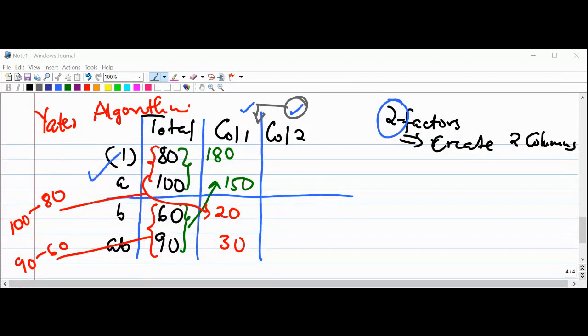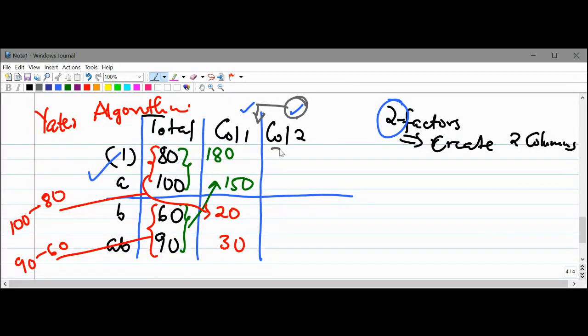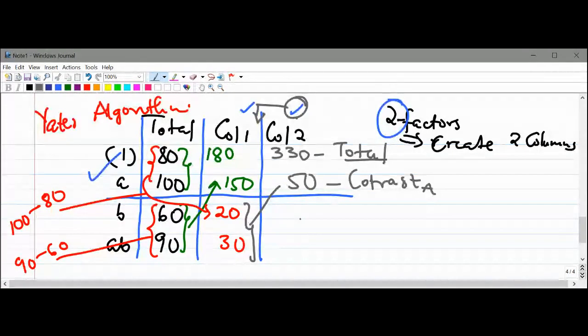We add the 180 and 150, and we get 330. I indicated that this one is the total, right? So the neutral will always give you the total. Then A, we add 20 and 30, which is 50.